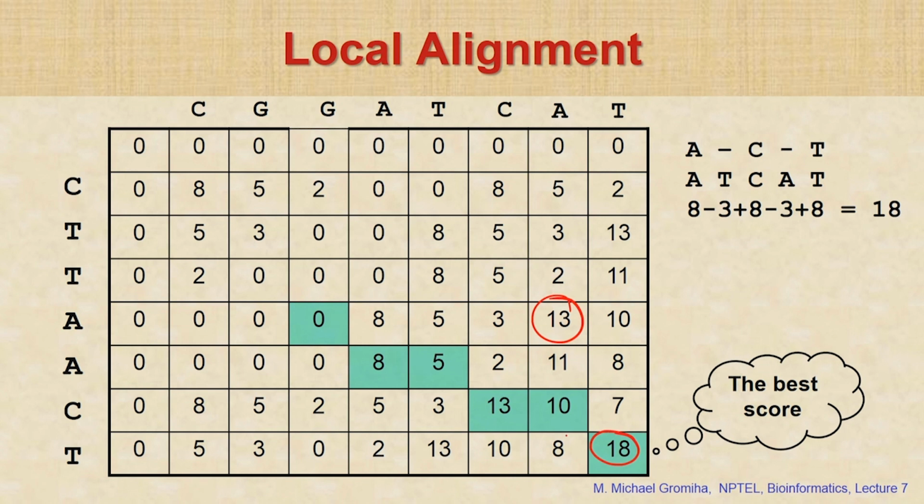Now go back with this 18. Go to this 10, and here again among these three is 13. Here this is 5, this is 8, and then 0, so we stop here. So this is the 18, T and T match. Here we use this gap, so A, then C and C are matching, then another gap. So C and C are matching, so the score is equal to 18.